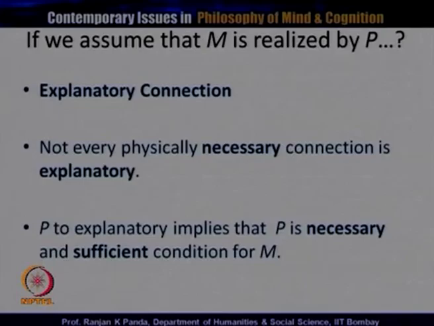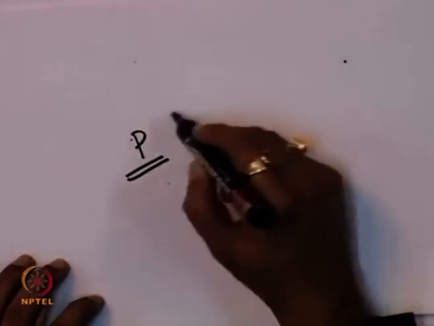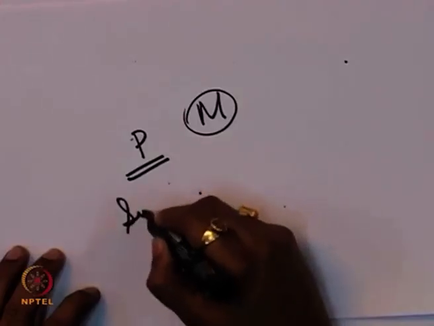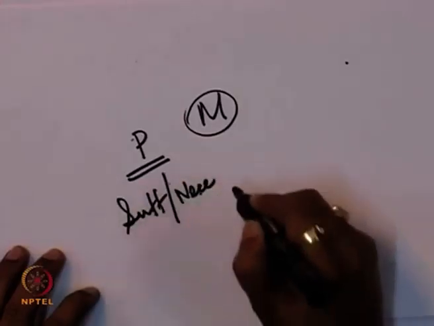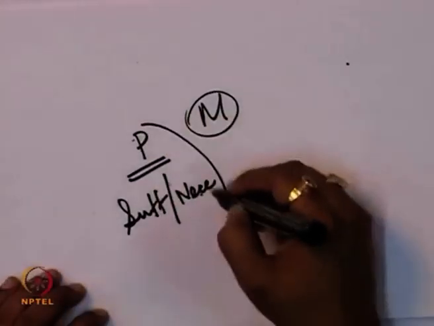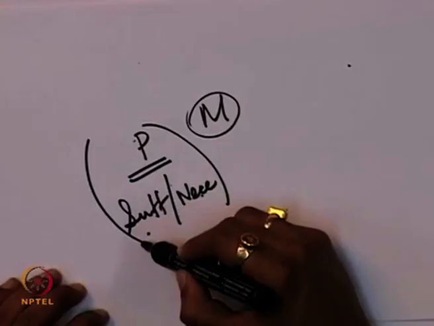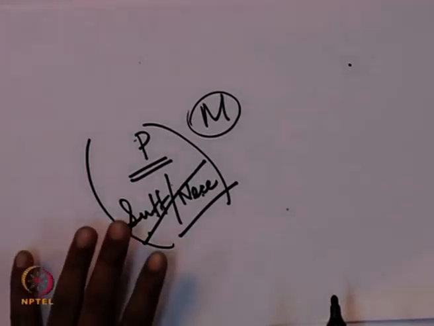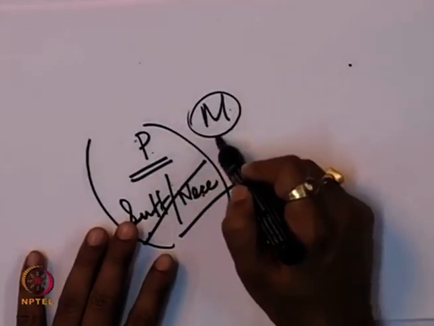What happens when we talk about explanatory connection? Not every physically necessary connection is explanatory. To be explanatory implies that P is a necessary and sufficient condition for M. If P is a property which can explain M, then P must be not only causally sufficient, but must also fulfill a necessary condition to talk about M. Unless that happens, we cannot say that P would explain M.